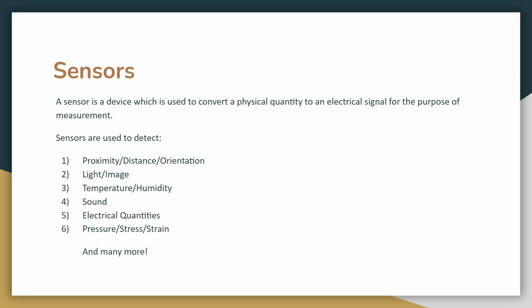This is with respect to any human being or living thing. But when we want to make a robot which tries to mimic the same actions of a human being, a sensor is a device which is used to convert a physical quantity to an electrical signal for the purpose of measurement.